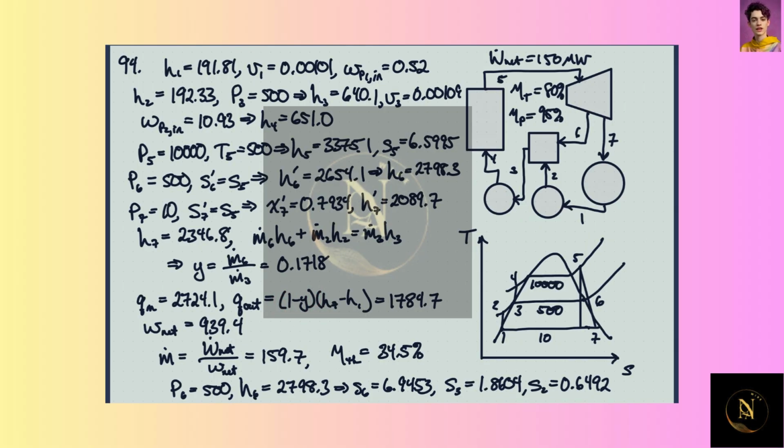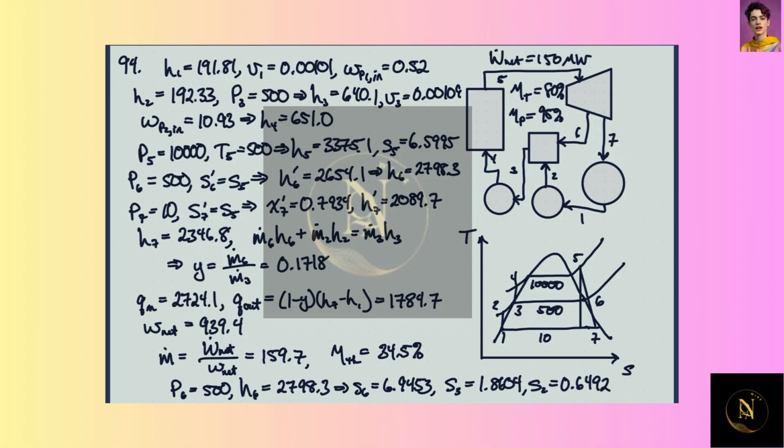And so we can get the net work out, and that's this minus this. So we get the specific net work out is about 939 kilojoules per kilogram. Since we know the power output, we can get the mass flow rate, and that winds up being roughly 160 kilograms per second. The thermal efficiency is then just the net work out divided by the heat transfer in, or the specific net work out divided by the specific heat transfer in, and that winds up being 34.5%.